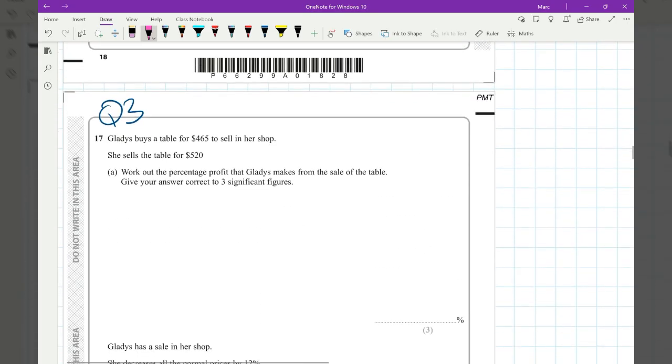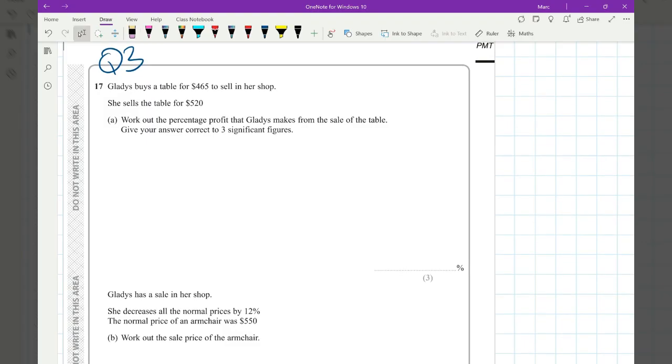Okay, question 3. Gladys buys a table for $465 to sell in her shop. She sells the table for $520. Work out the percentage profit that she makes on the sale. So the profit she makes is $520, take away $465. That gives us $55. From there, the original price was $465.